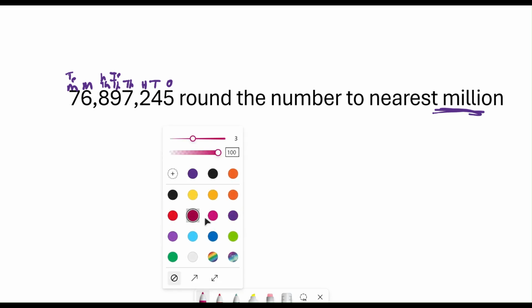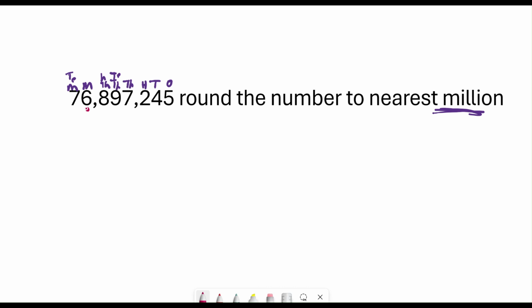So we draw a line next to the million. This is my millionth place. I draw a line next to it and look at the number 8. So 8 means I round it up. So this makes it write the left ones as it is, 7. 6 rounds up to 7. And then zeros. All others are zeros.